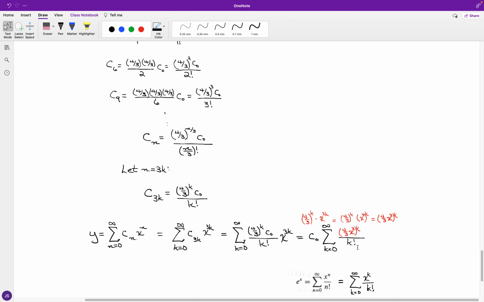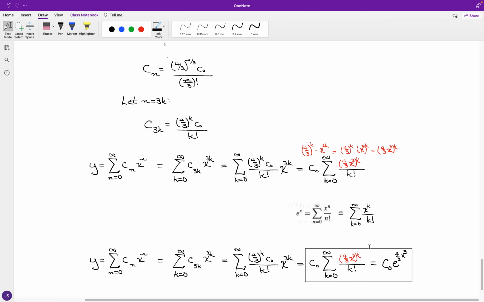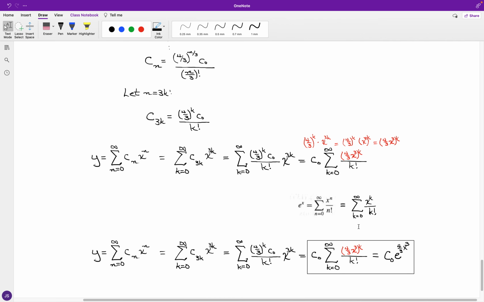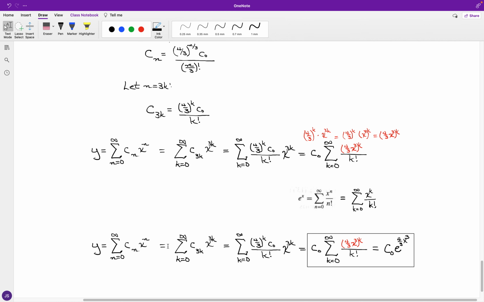And putting that all together, you have c naught times the summation of 4/3 x cubed to the k over k factorial. And so this would be another reference to e to the x, where as k goes from 0 to infinity, we have e to the x equals the summation of x to the k over k factorial. And for what we have representing x to the k, we have 4/3 x cubed quantity to the k over k factorial, and that will be the summation counterpart with c naught times e to the 4/3 of x cubed.